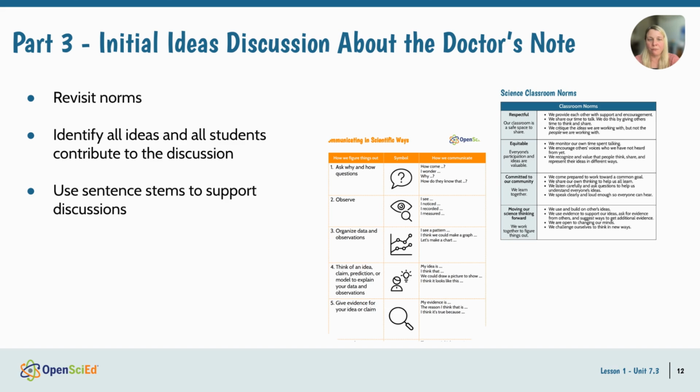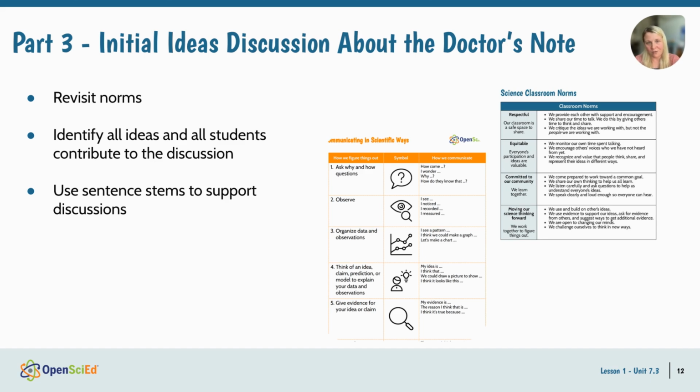At this point, it's really important as the teacher to not confirm whether any of your students' ideas are right or wrong, as difficult as that is. Now, if you're having a hard time getting your students talking, using sentence stems is often very helpful in my classroom to get my kids started.